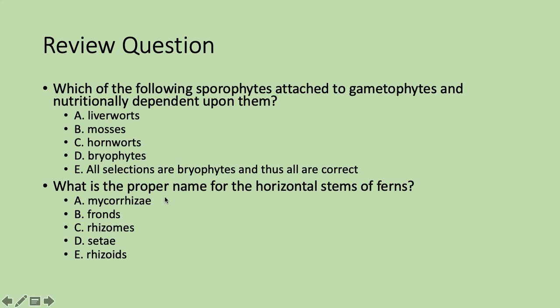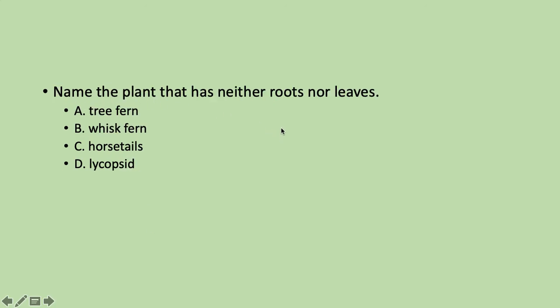Next question: what is the proper name for the horizontal stems of ferns? C. Rhizomes. Name the plant that has neither roots nor leaves. It is B, Whisk Fern, because it lost them secondarily.